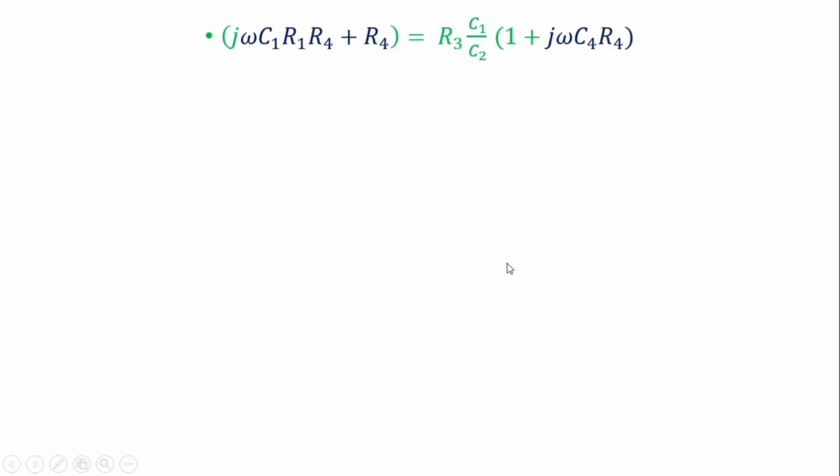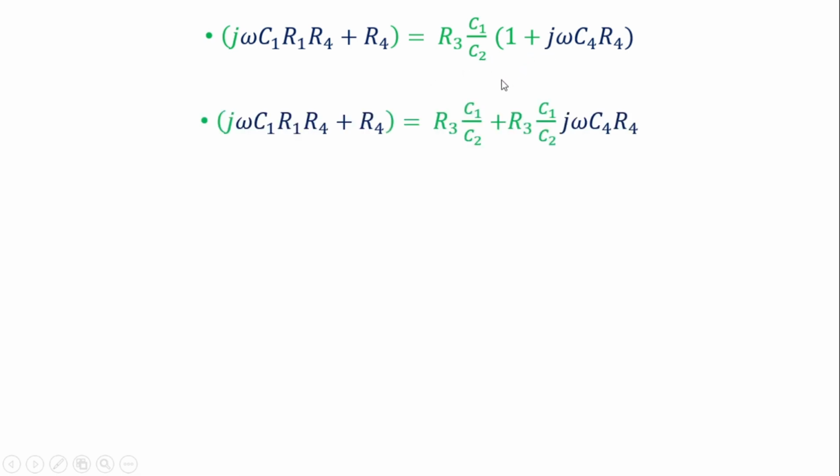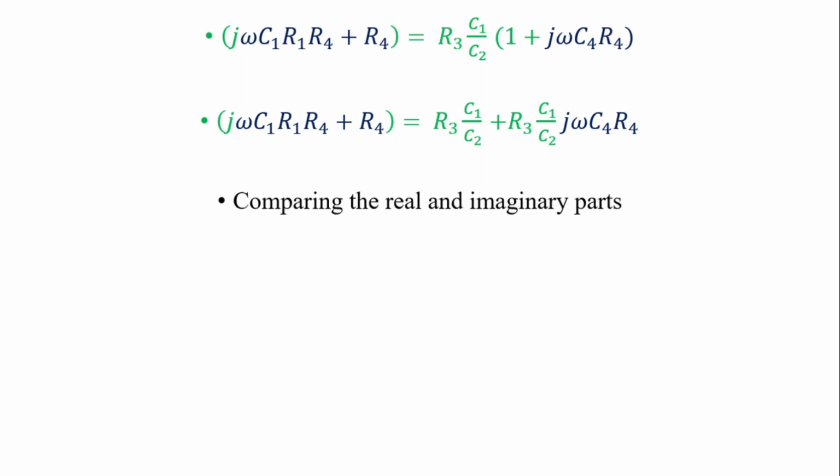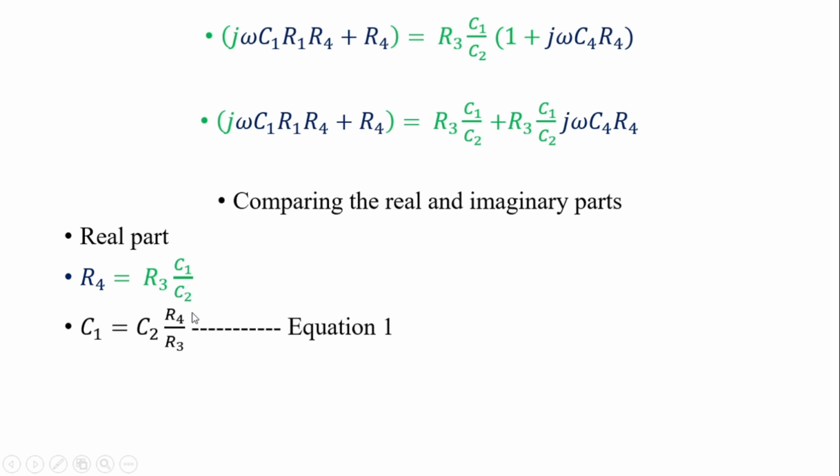And then upon taking the numerator from the left hand side to the right hand side, we obtain this equation. At the right hand side, when we multiply R3 C1 over C2 inside the bracket, we obtain this equation, which will be j omega C1 R1 R4 plus R4 is equal to R3 C1 over C2 plus R3 C1 j omega C4 R4 over C2. Now, comparing the real and imaginary parts of the above equation, for the real part we obtain R4 is equal to R3 times C1 over C2, and upon making C1 the subject, we have C1 is equal to C2 times R4 over R3, which is equation number 1.